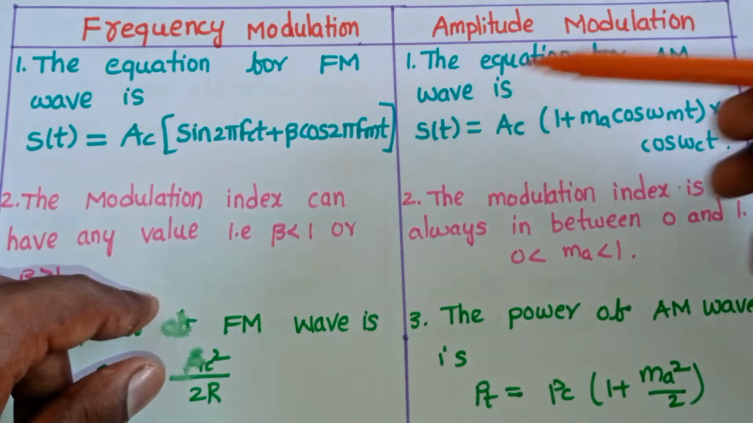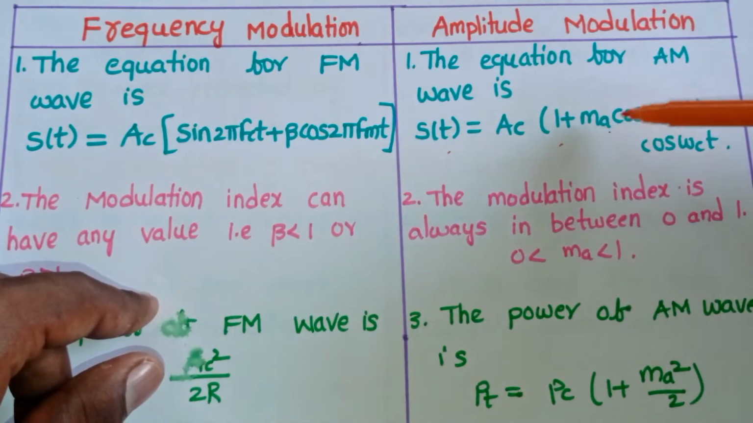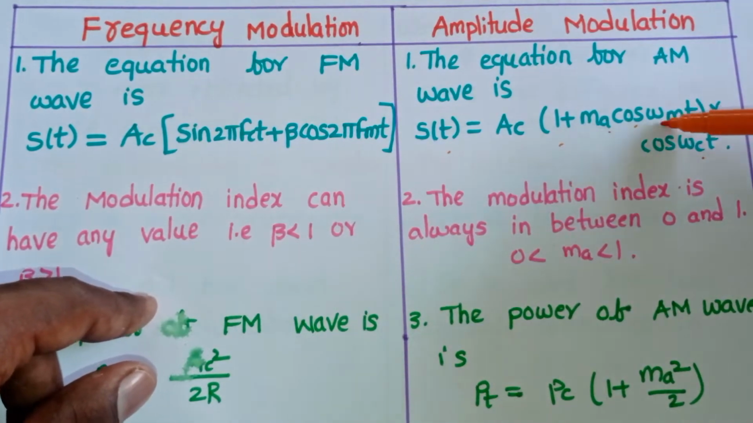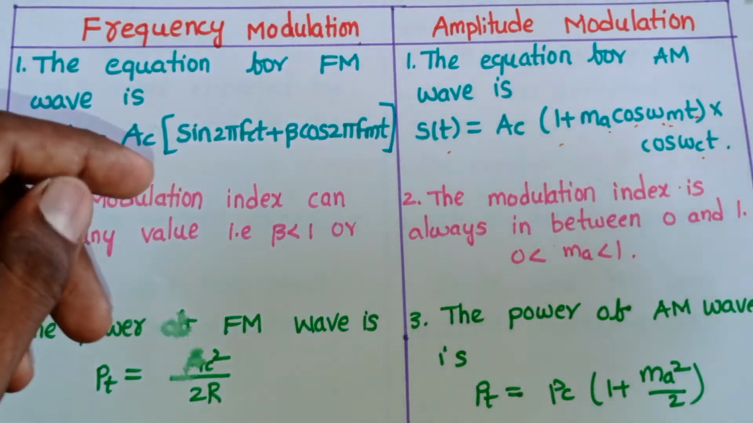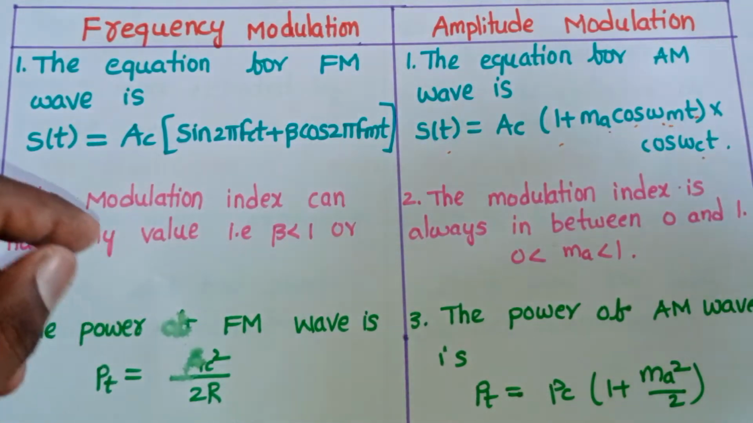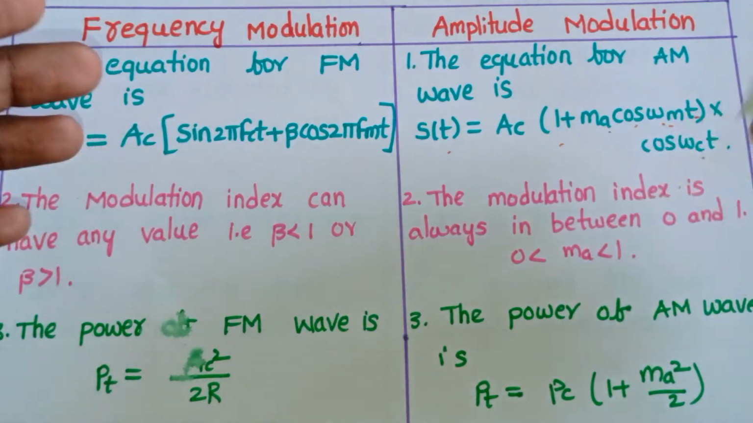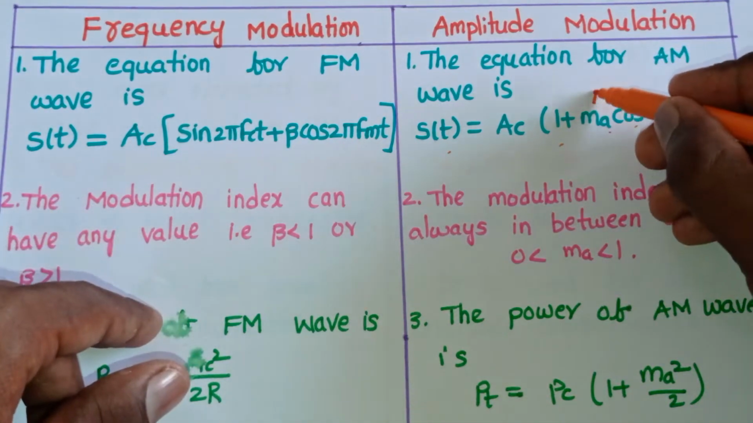Now coming to the mathematical representation of amplitude modulation, the equation for the AM wave is s(t) = Ac (1 + Ma cos ωm t) cos ωc t. Here ωm is the frequency of the message signal in radians, and ωc is the frequency of the carrier signal in radians. Ma is the modulation index of amplitude modulation. It can also be written as μ.